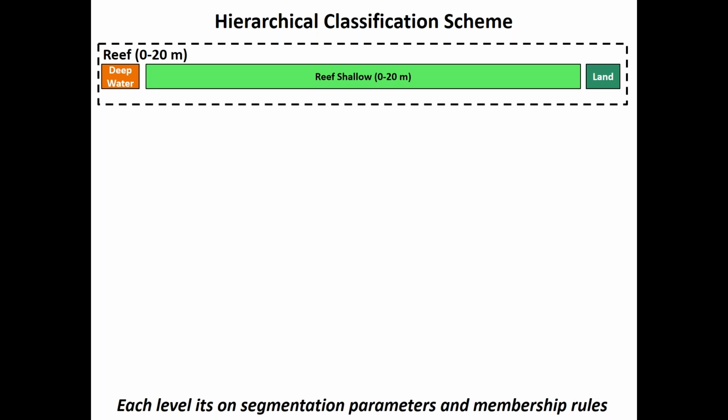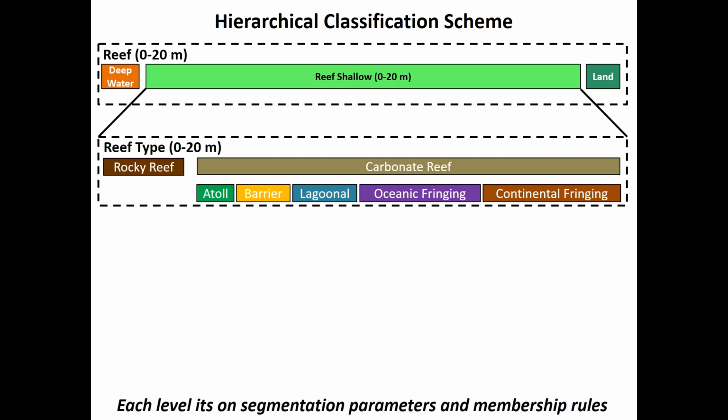Then for the segmentation, we used multispectral segmentation, where the color and shape factor were constant, but we changed the scale parameter setting depending on the geomorphic zone size. This is a visual adjustment of that parameter. Once we have the shallow reef, we try to differentiate between the different reef types, for instance rocky reef or carbonate reefs. Within each of those reef types, we look at atoll, barrier, lagoonal. That's related to position. For instance, fringing reefs neighbor land, so you use neighborhood relationships to get those out.